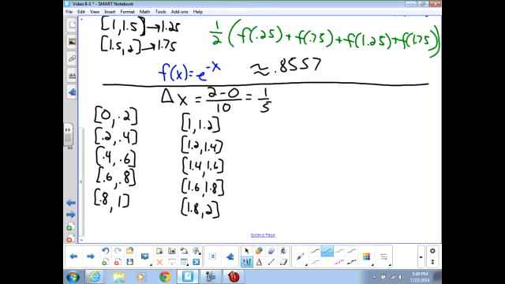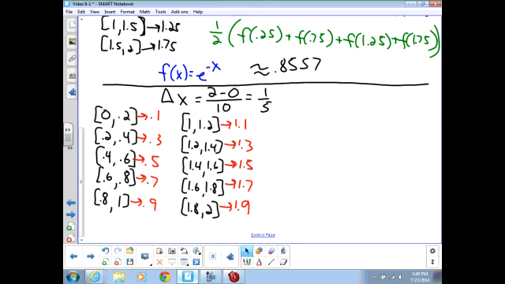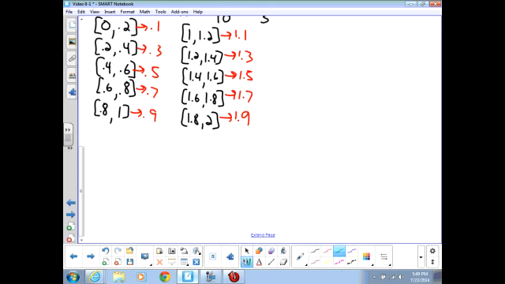Now, just like the last example, we're going to do midpoints. So it's helpful to write down what your midpoint of each of these is. So we've got 0.1, 0.3, 0.5, 0.7, 0.9, 1.1, 1.3, 1.5, 1.7, and 1.9. So again, remember, we're still using y equals e to the negative x, same thing we were using before.